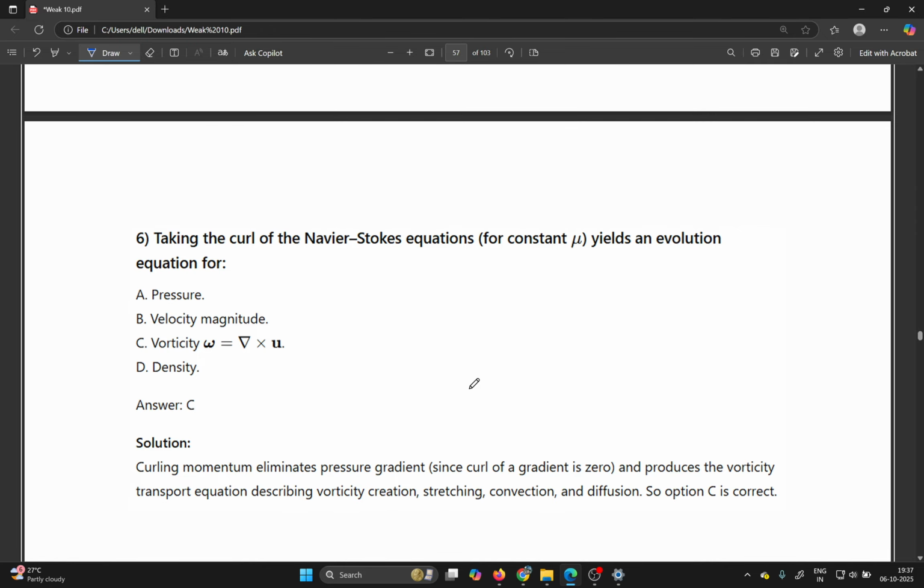When you take the curl of the Navier-Stokes equation, you get vorticity. How do we calculate the vorticity? Omega is equal to del cross u. This is your rotational, showing you the rotationality of the fluid.